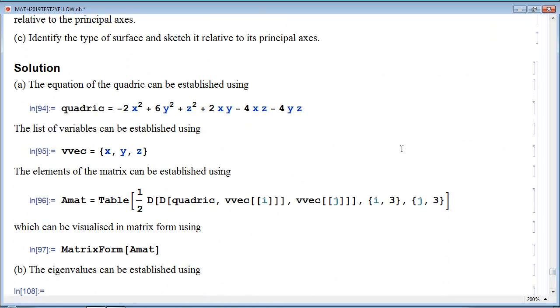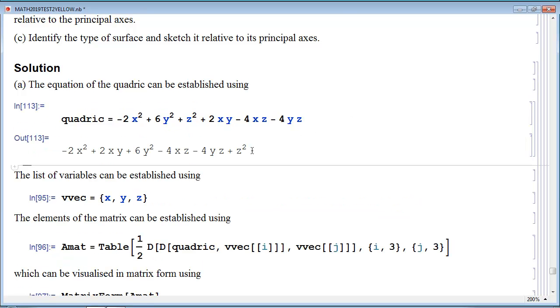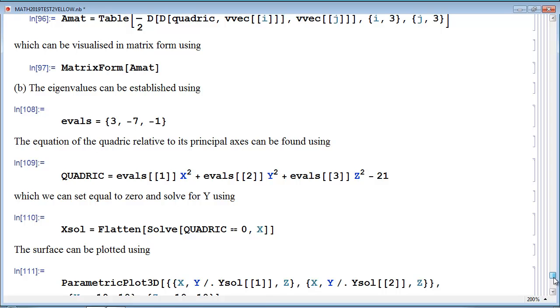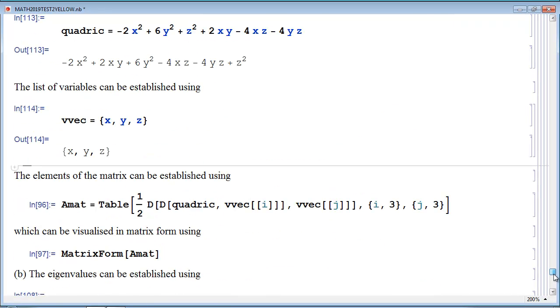So the first thing we've got to do is to establish the quadric form, and the list of variables, which will be X, Y, and Z. Now the way we calculate this matrix is to compute all 9 mixed second-order partial derivatives with respect to X, Y, and Z.